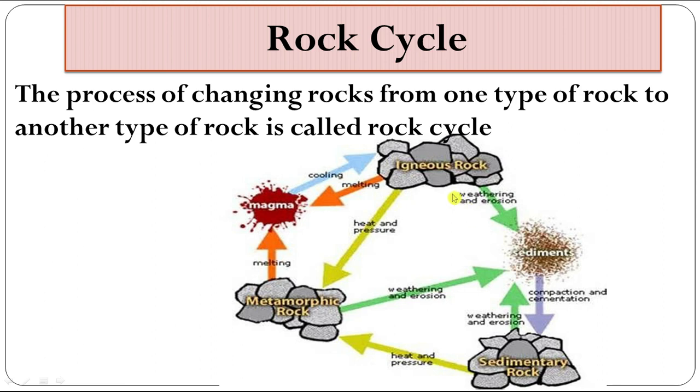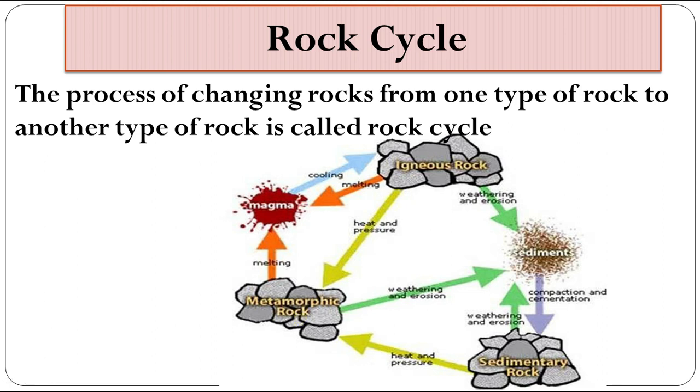For example, here you can see we have igneous rock, and this igneous rock sometimes, due to the internal forces, goes very deep inside the earth where very much heat and pressure is there, and due to heat and pressure igneous rocks get converted into metamorphic rocks.